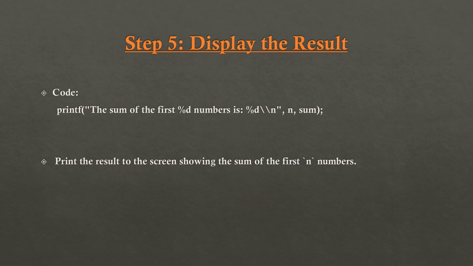In step 5, we display the result. After the loop completes, the program uses printf to output the final value of sum, which is the total sum of all numbers from 1 to n. This is where the program presents the result to the user, showing them the outcome of their input. For example, if the user entered 5, the output would be "The sum of the first 5 numbers is 15." This step concludes the program, providing the user with a clear answer to their input.